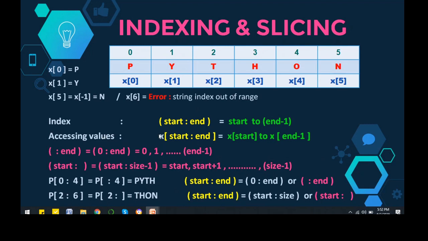So if I want to access the values, I will write the name of the variable in which the string is stored, and in the square brackets I'm going to write the start and end. So I'm going to give the range of the particular locations that I have to fetch. It will give me the value of the variable at the particular index x of start, then x of start plus 1, and in this way till x of n minus 1.